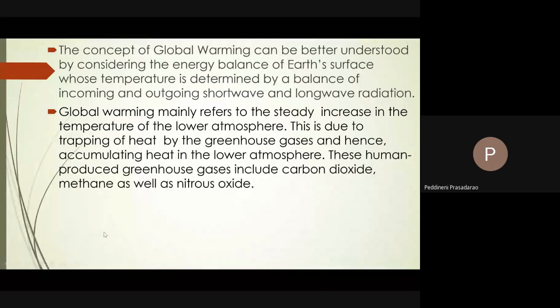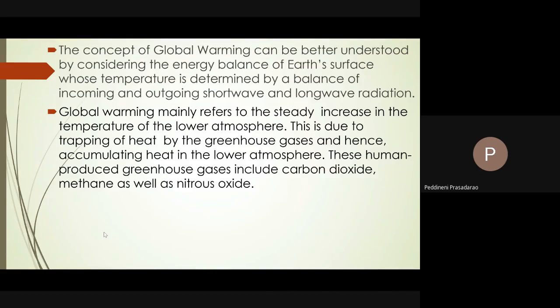The concept of global warming can be better understood by considering the energy balance of Earth's surface, whose temperature is determined by a balance of incoming and outgoing short wave and long wave radiation. If you want to study global warming, you should have a very clear understanding of the energy of the universe. Two things come to us: one is the incoming radiation, and the second is the outgoing radiation.